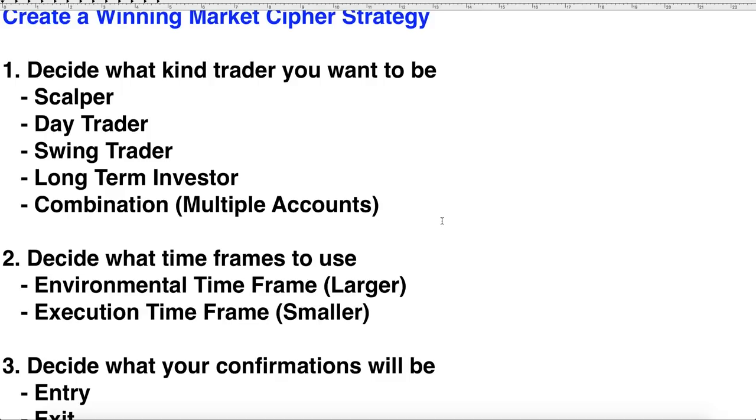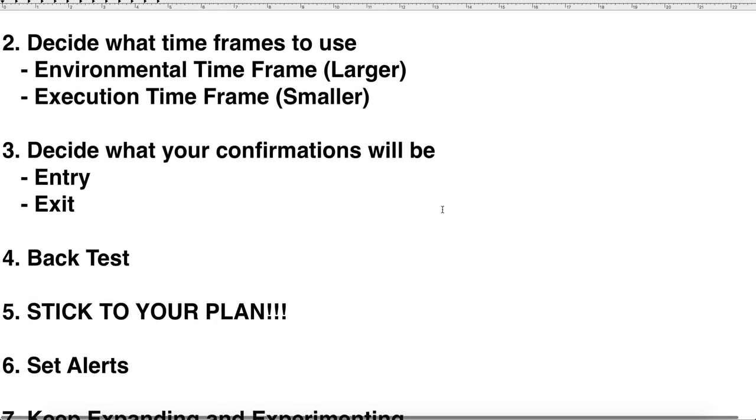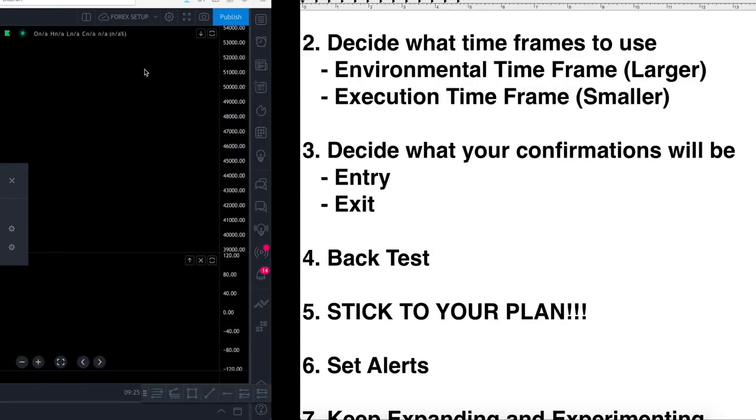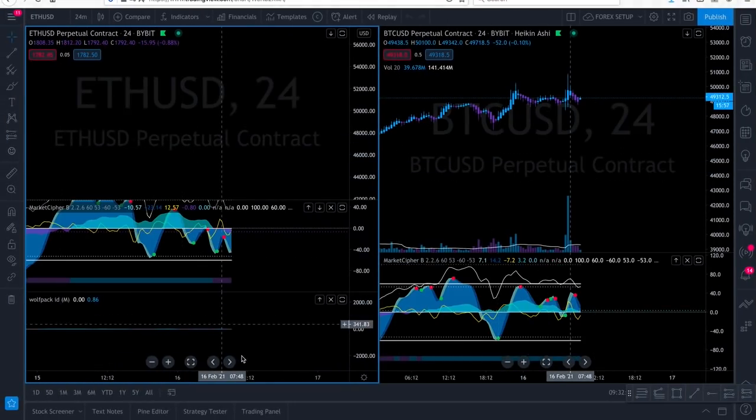Now, the second thing is decide what time frames you're going to use. I have found it best to use 2 time frames, primarily. You can use more, but the strategy is going to be based primarily on 2 time frames. You're going to have an environmental time frame and an execution time frame. The environmental time frame is the time frame on which you are going to assess and identify your environment.